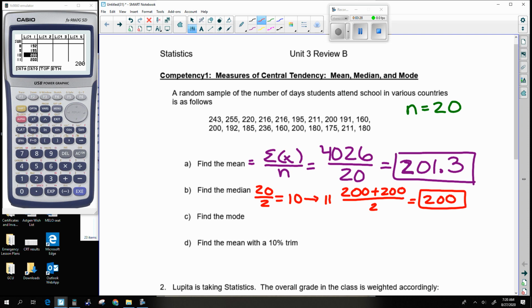All right, the mode is the most often. I'm probably thinking that it's also 200. I'm just going to scroll through and see if there's anything there. So actually there's two 160s, three 200s. Yeah, three 200s is that one. So 200, there's three 200s. That's more than anything else.